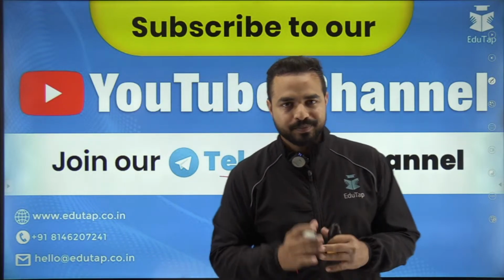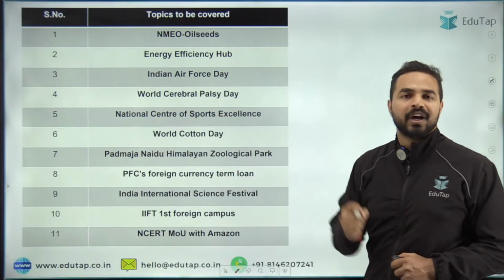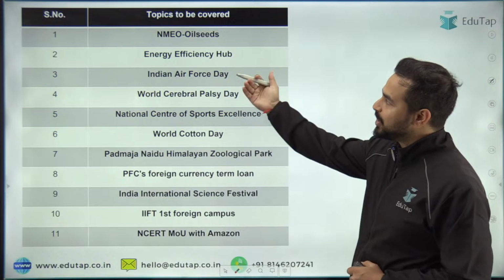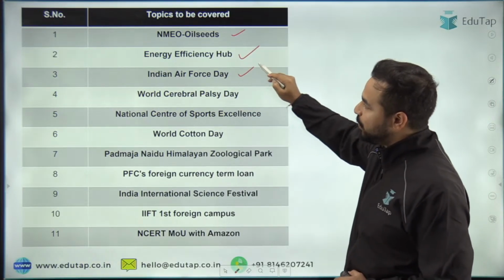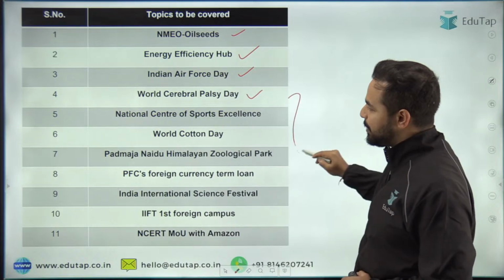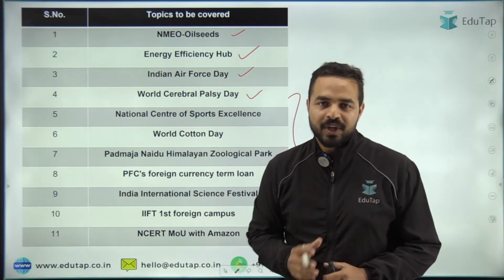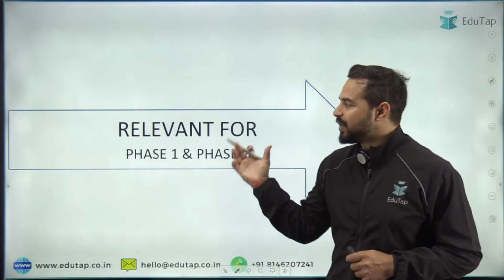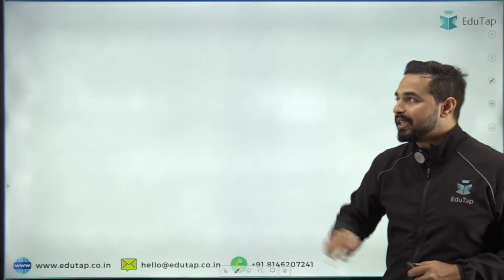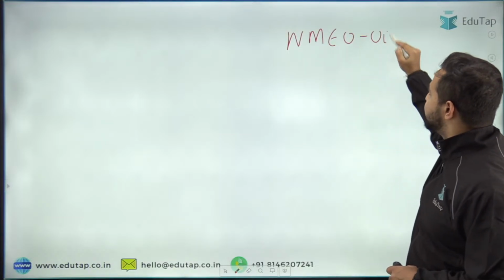Now coming back to the agenda of today's session, these are the topics that we will be covering today: National Mission on Edible Oil for Oil Seeds, Energy Efficiency Hub, Indian Air Force Day, World Cerebral Palsy Day and other important news articles that we are really required to remember from our exam point of view. So let's start with the first topic of the day that is important for both phase 1 and phase 2 of the exam. That is the National Mission on Edible Oils for Oil Seeds.